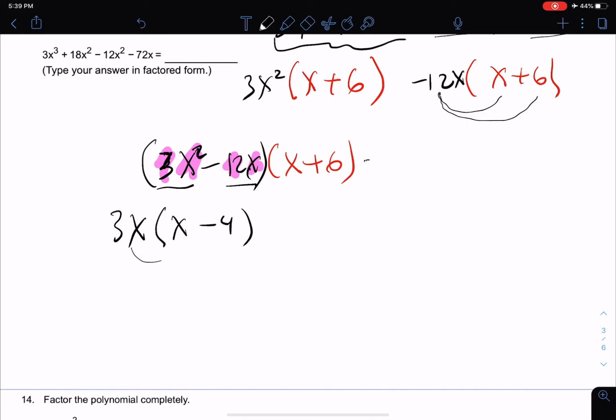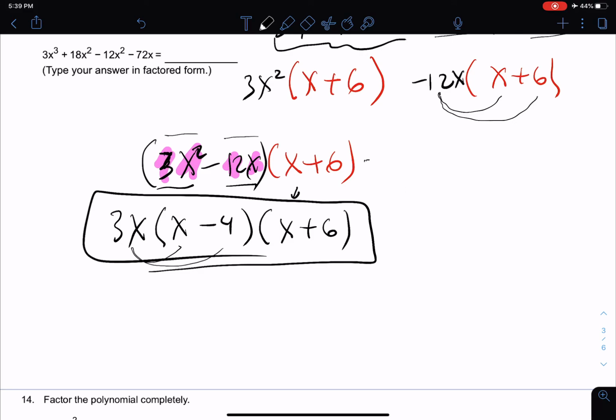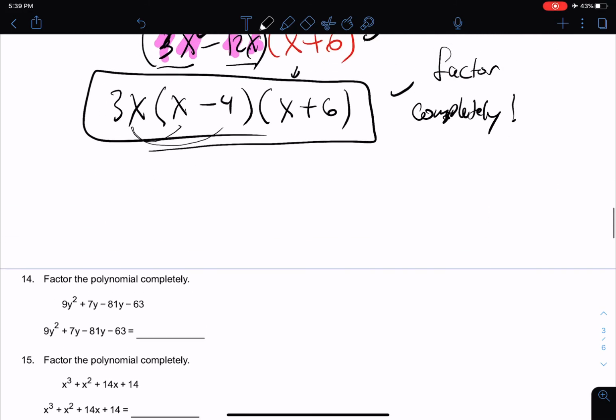Once again, distribute to double check: 3x times x is 3x squared, and 3x times negative 4 is negative 12x. And of course, this is still here. Don't let that drop off. It's part of the answer. Now this is factored, but is it factored completely? Usually that's always what we do: factor completely. If you can factor out more, factor out more.